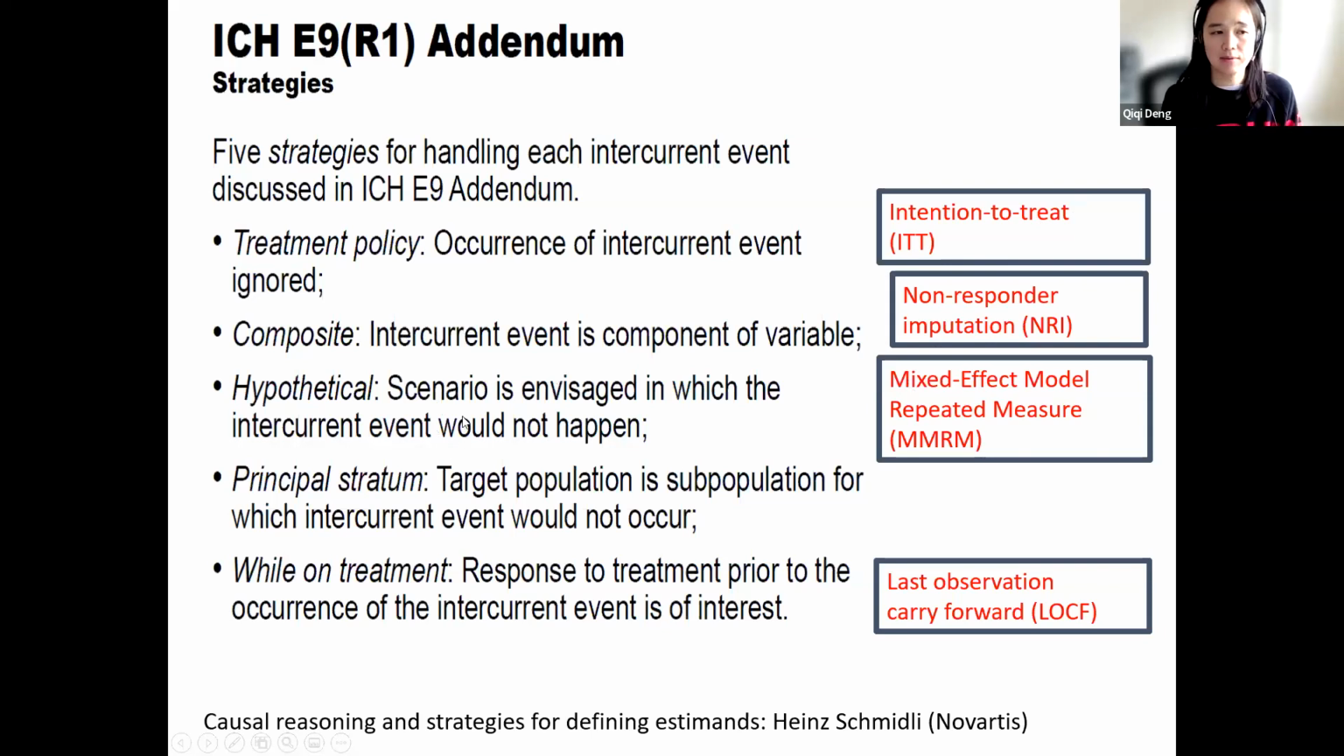On the other hand, if you want to say, what if I continue the treatment, then what will be the predicted or estimated response from this subject? Actually, some of the modeling approaches are doing that. And then a while ago, there was an idea that you just carry over the last observation from the subject to be the final response, and that's called last observation carried forward back then. And then you can consider it as a while on treatment policy.